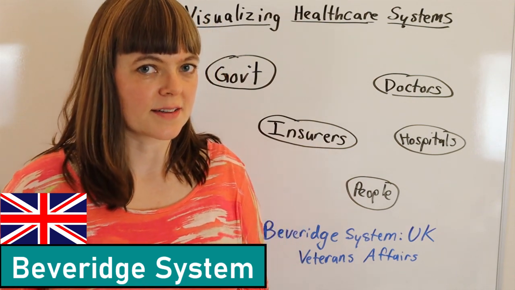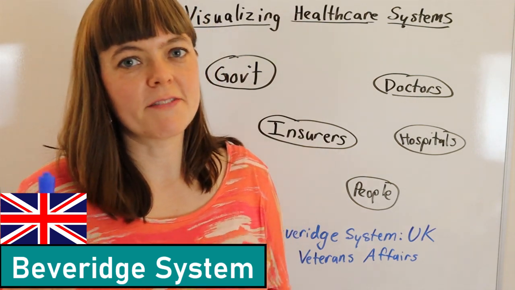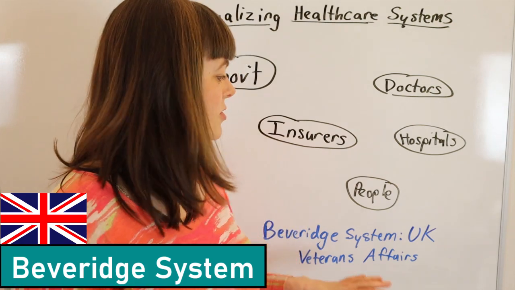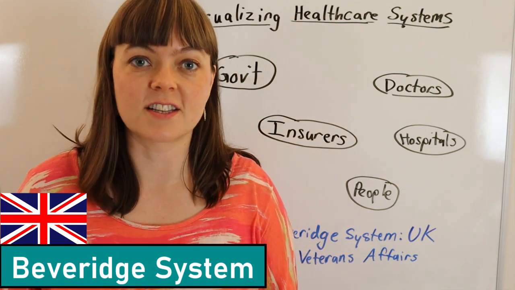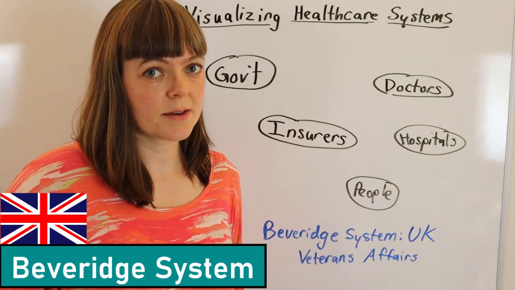The second healthcare system I'd like to talk about is the Beveridge system, which is the system used in the United Kingdom. And in the United States, the Veterans Affairs system also follows the Beveridge system. So how do we visualize this system?